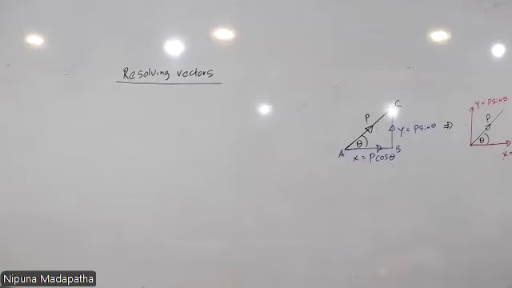Resolve the following vectors along x and y directions. Along the direction of the angle, take the cosine. Resolve the cosine of that angle. The opposite side is sine. Question number 80.